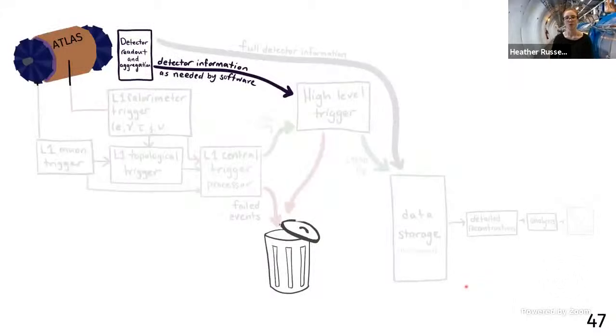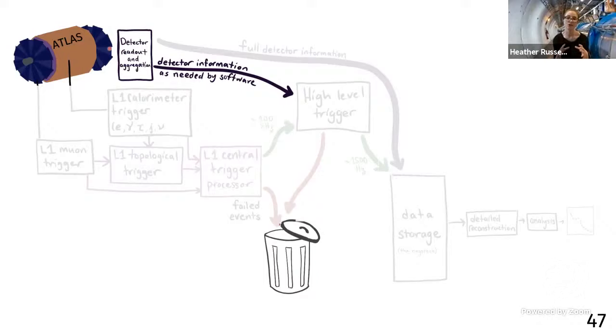Okay, so that's what the high level trigger essentially does. And I just want to talk for a minute about this innocent looking arrow here. This is basically the detector readout and aggregation, sending information, for instance, to the high level trigger, or even the full detector information out to data storage once we've accepted the events by the trigger. And I've removed a lot of detail here and a lot of cross arrow information, but basically a lot of the limitations in our system comes from this box I've drawn.